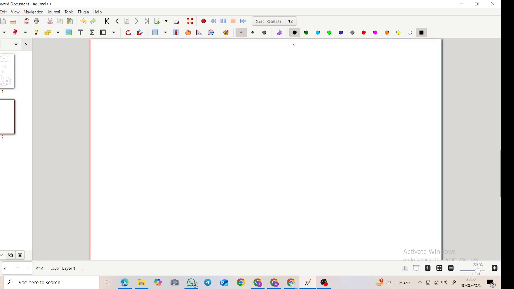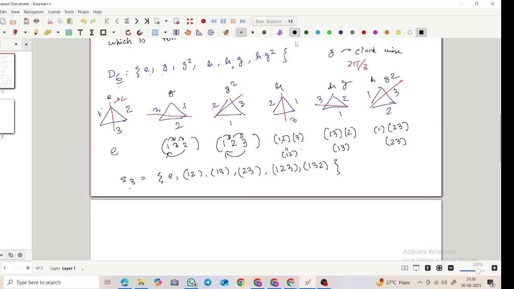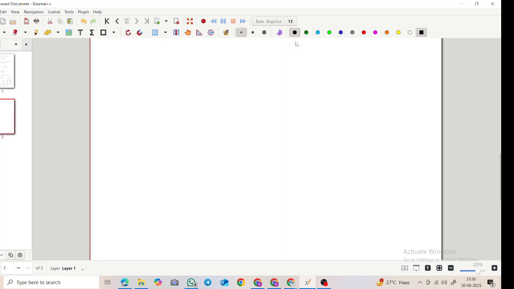So are D6 and S3 isomorphic? Yes, exactly. That's what we just have shown, right? That's something we have shown just. Okay, so let's define Sn.